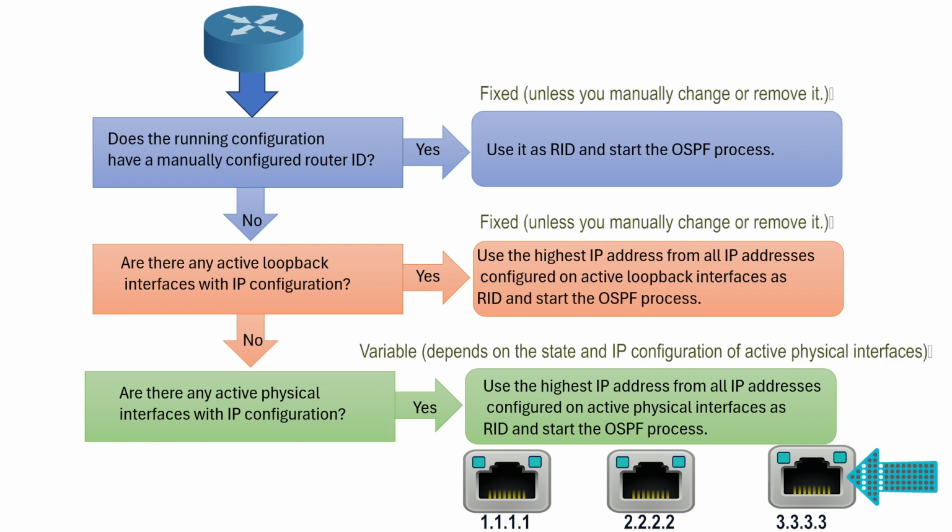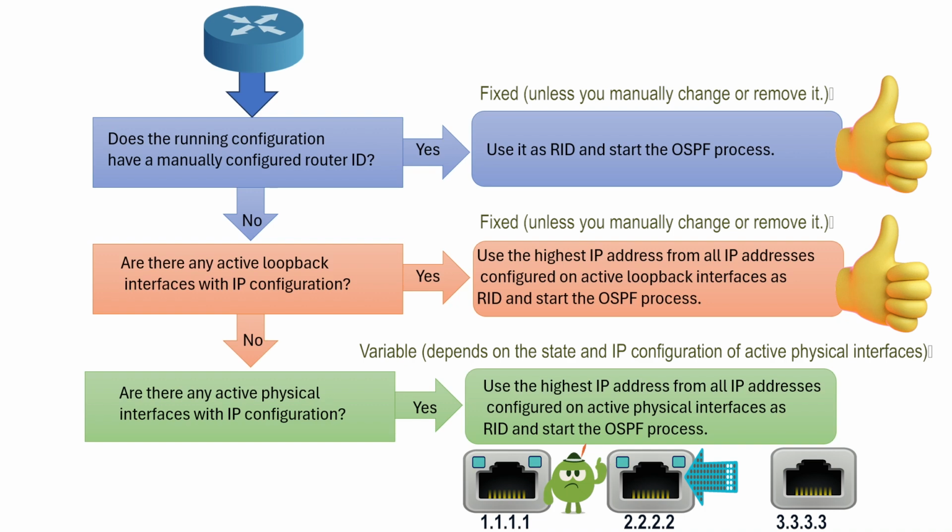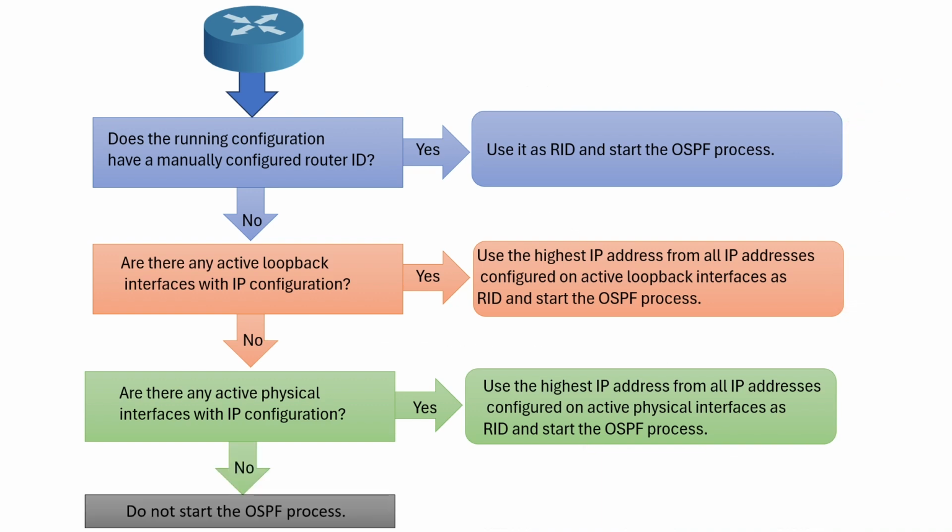Unlike the first and second options, the third option does not provide a fixed router ID. If the interface whose IP address is selected as the router ID goes down or receives a new IP configuration, the router reassigns the router ID. Since it does not provide a fixed router ID, you should not use this option. If it fails to pick a router ID, it does not begin the OSPF process.